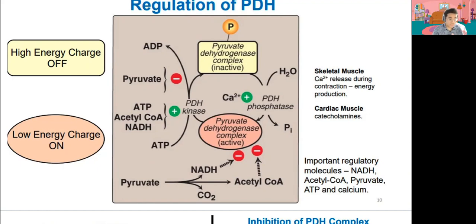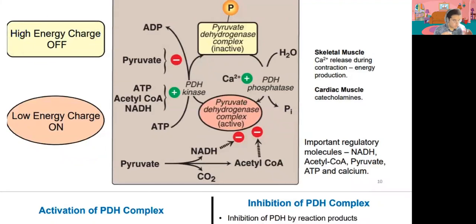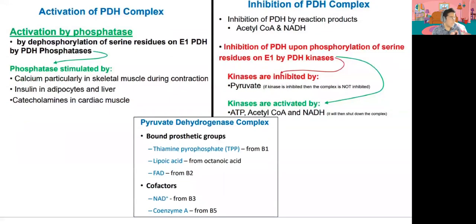Important regulators are NADH, acetyl-CoA, pyruvate, ATP, and calcium. If you have that down, you should be solid. Know that high energy charge is going to turn it off, whereas low energy charge is going to upregulate it. Makes sense. Let's cover activation. Activation is by phosphatase, because remember, by dephosphorylation of serine residues on the E1 of PDH, the PDH phosphatase allows the PDH complex to start converting more of the pyruvate into acetyl-CoA.